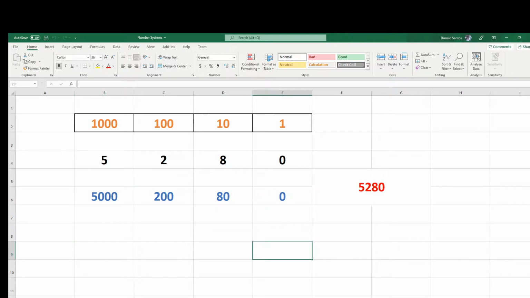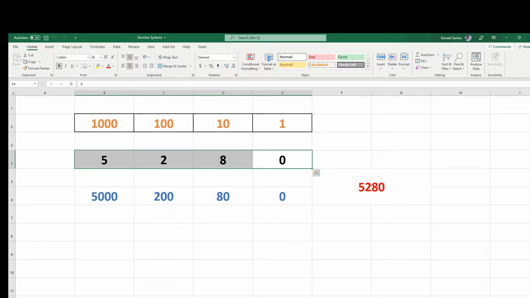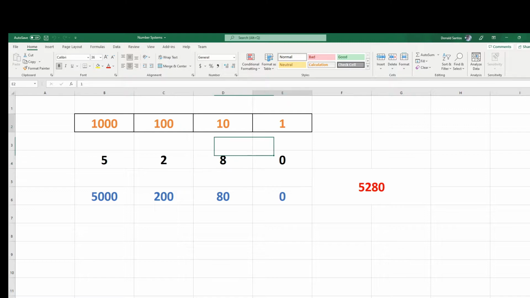So what we've done is we've memorized the column values. We've memorized what quantity each symbol represents, and then we've multiplied down. Multiplied the 1,000 times 5. We've multiplied the 100 times 2. We've multiplied the 10 times 8. And multiplied the 1 times 0. So when I say multiply down, I'm saying for each column we multiply the actual quantity times the weight, or the multiplier, or whatever you want to call it. And the last thing that we have to do is we have to add across.